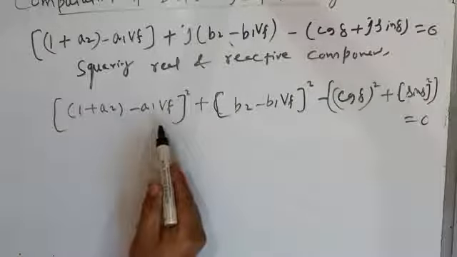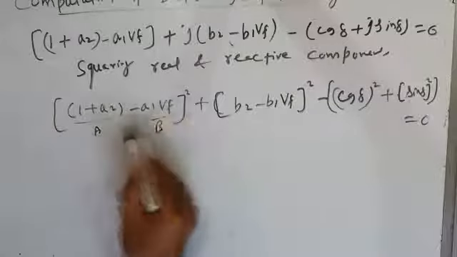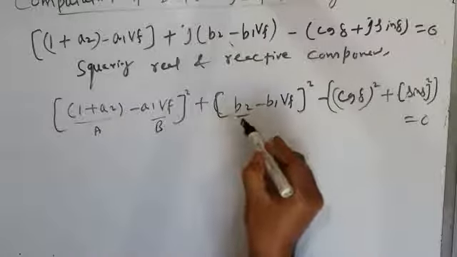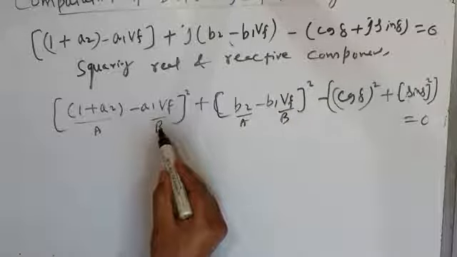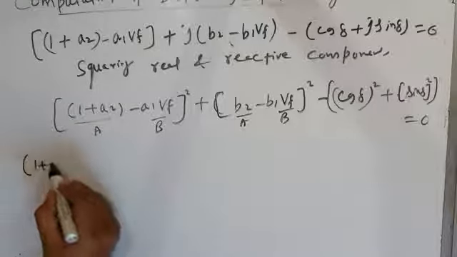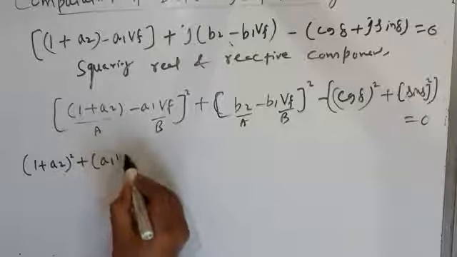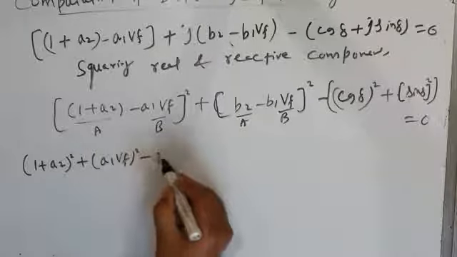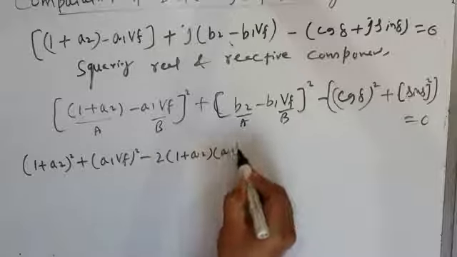Now expand this. This is A and this is B, so this is (A − B) whole square. What is (A − B) whole square? It is A square plus B square minus 2AB. So that is equal to A square, your (1 + A2) whole square, plus B square, (A1 VF) square, minus 2AB, 2 into (1 + A2) into A1 VF.